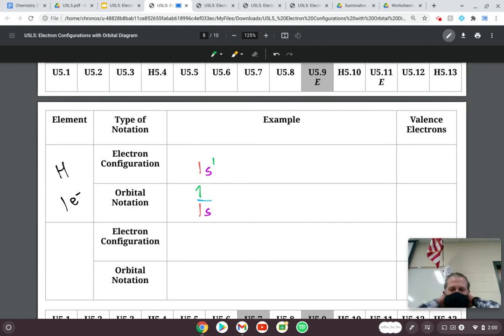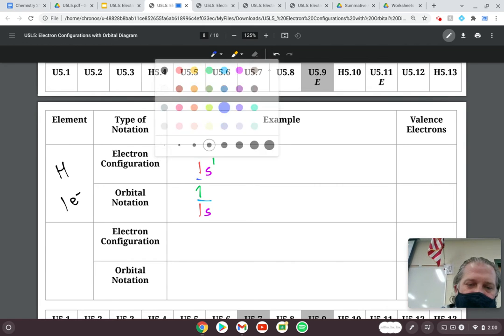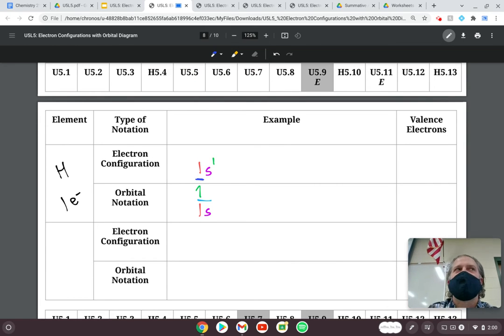Now, in this example, the number of valence electrons is going to be pretty simple to figure out because there's only one. But really, in reality, the biggest energy level present is the first energy level, and there's one electron in the first energy level. So in both cases, hydrogen has one valence electron.